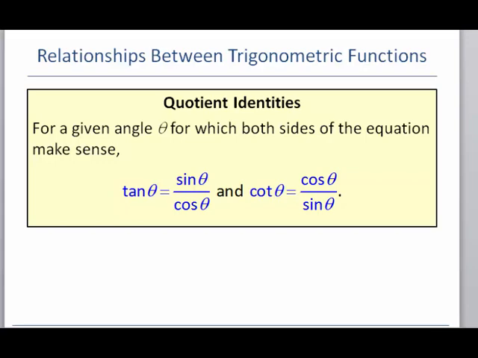The third thing that we're going to look at in this section is what are called quotient identities. These are two formulas, one for tangent and one for cotangent. The one for tangent says that tangent is equal to sine over cosine. And remember that cotangent is the reciprocal of the tangent. So if tangent is sine over cosine, then it makes sense that cotangent is cosine over sine.